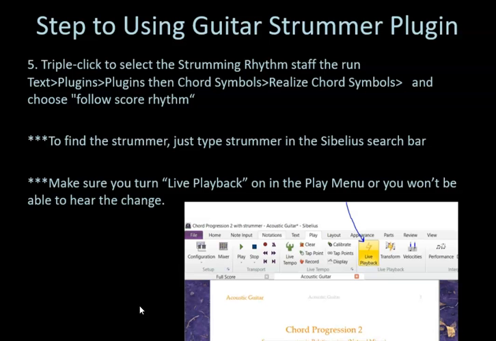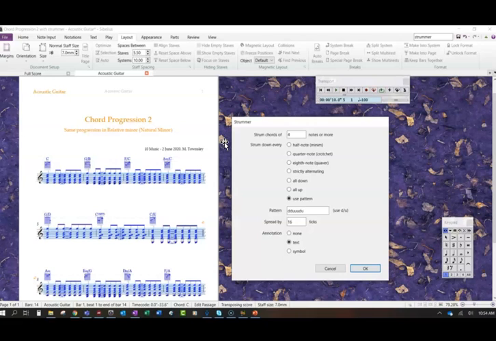So the next step is actually using the Guitar Strummer plugin itself. Before you do it, make sure you turn on live playback, then just find the Strummer plugin by typing Strummer into the search bar of Sibelius on the top right, and then apply it to the staff. You will have had to select the staff first, then open the Strummer. And you'll get something like this.